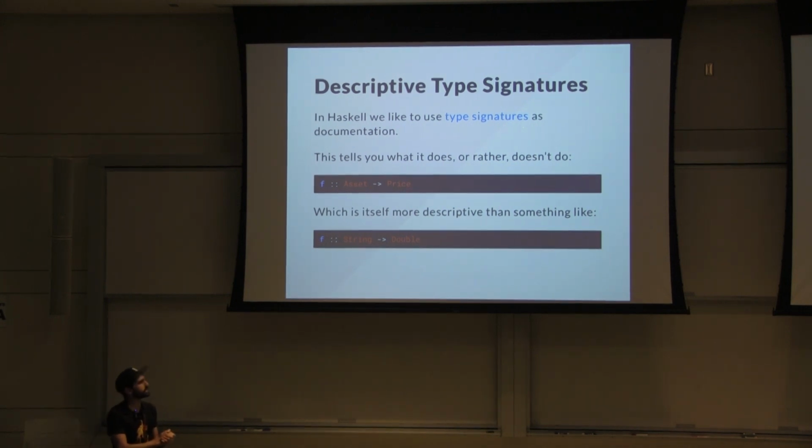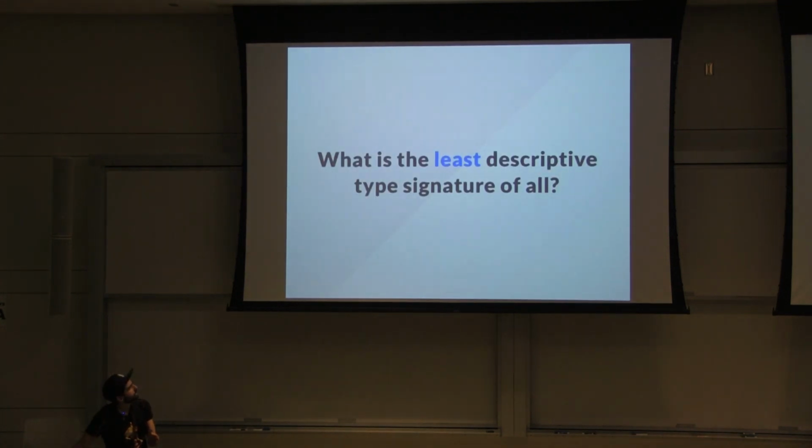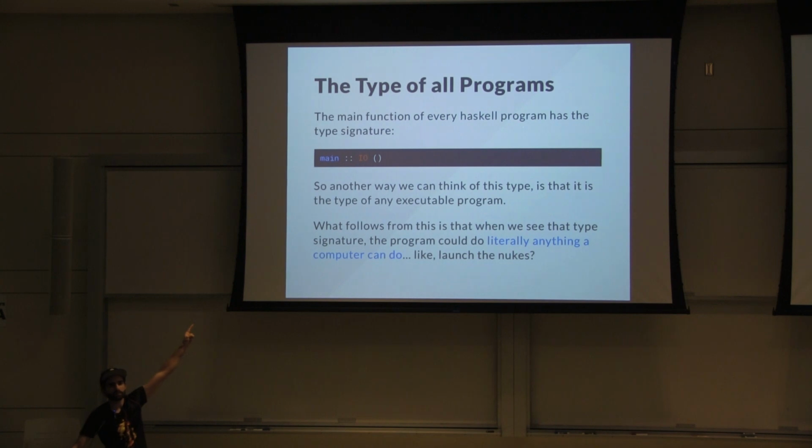So the question is that given that the top type signature is more descriptive than the bottom one, what is the least descriptive type signature in all of Haskell? IO unit. It's the type of any executable program that you will ever write.